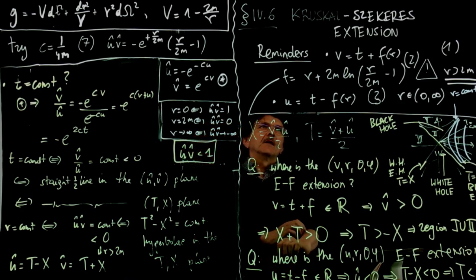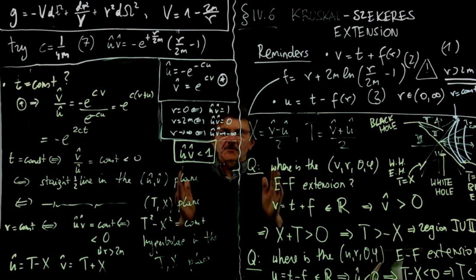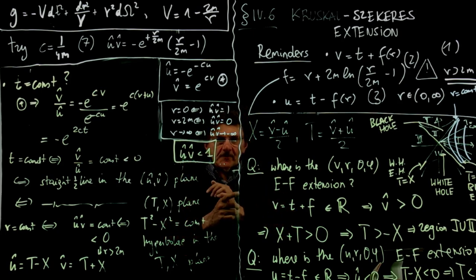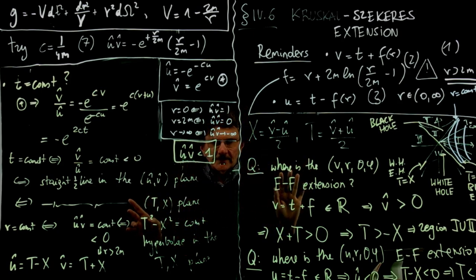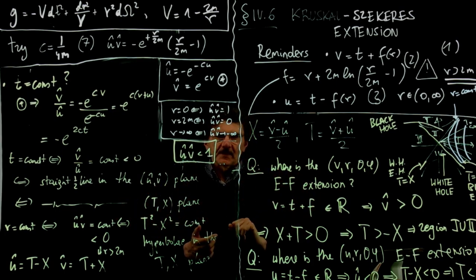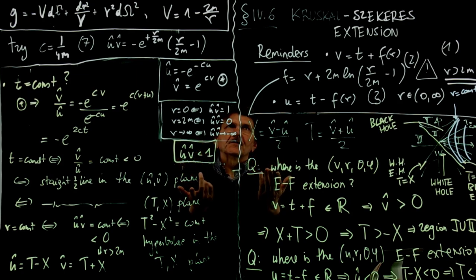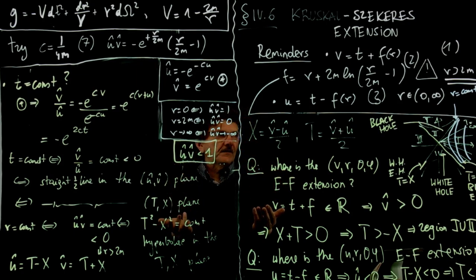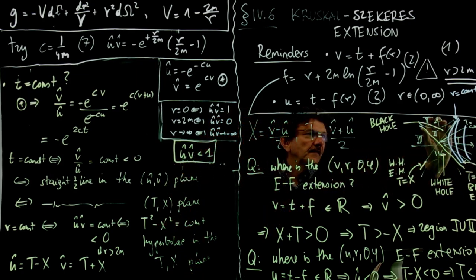Summarizing. We start with Schwarzschild. There is a problem at r equals zero, a singularity, nothing we can do. Well, r equal to 2m. We can introduce Eddington-Finkelstein coordinates, and they're going to give us a partial extension. Either the v coordinate gives us this part of the manifold, or the u coordinate gives us this part of the manifold.